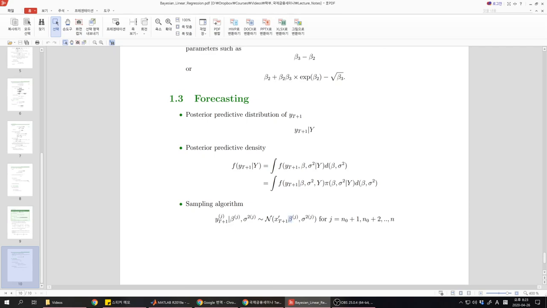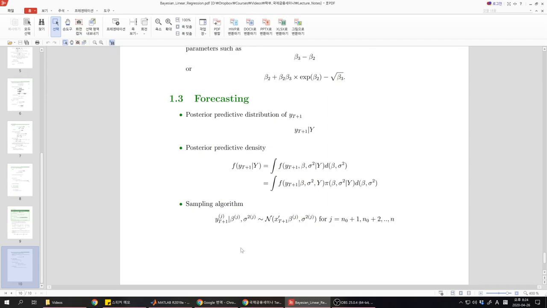And then we have beta and sigma squared, right? So from this normal distribution, we are going to generate a number of y_{T+1} values, one for each posterior sample of beta and sigma squared.